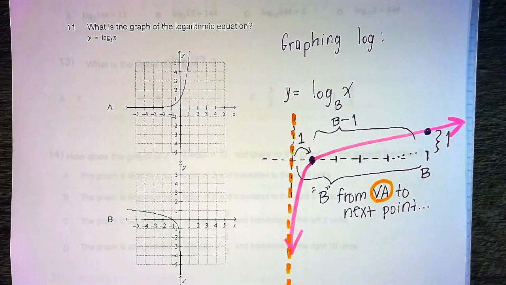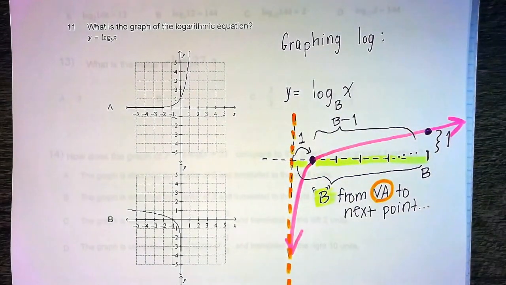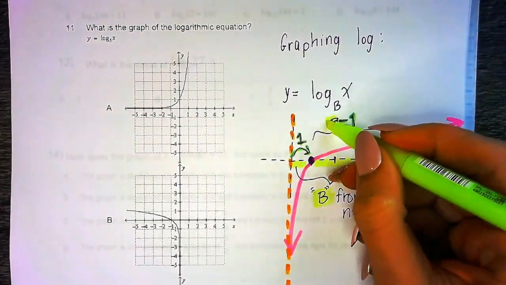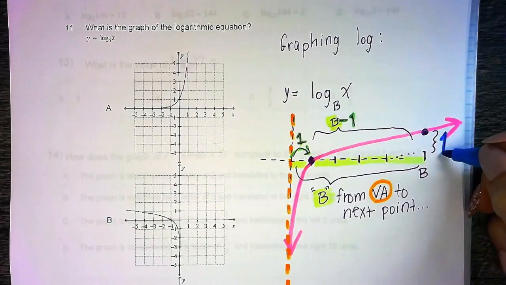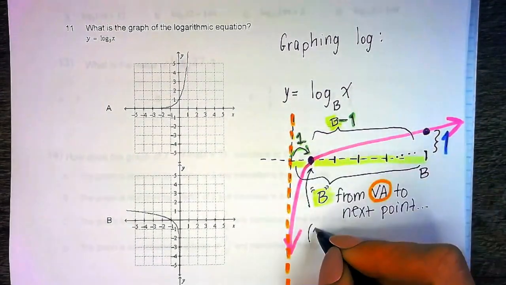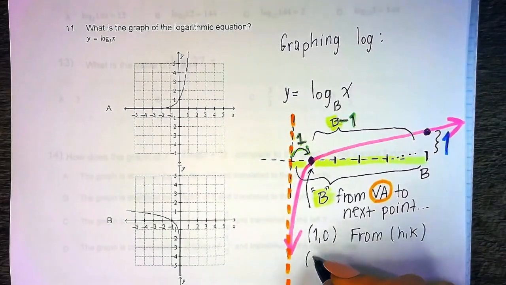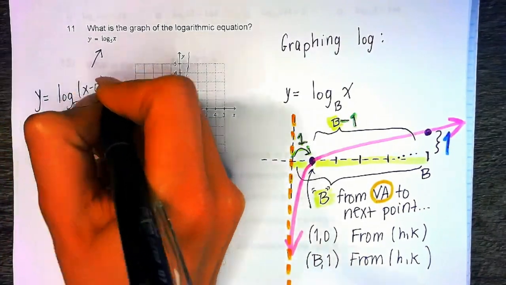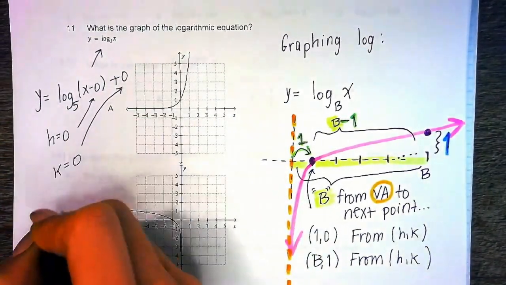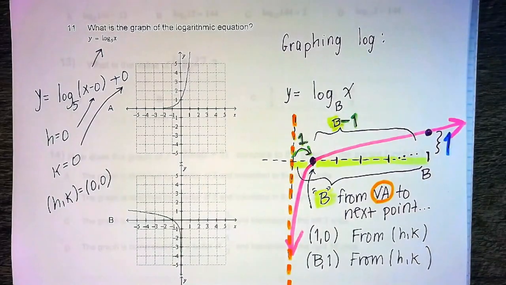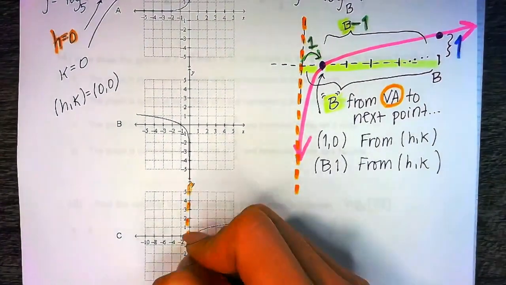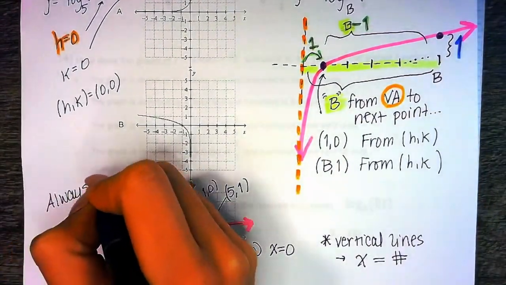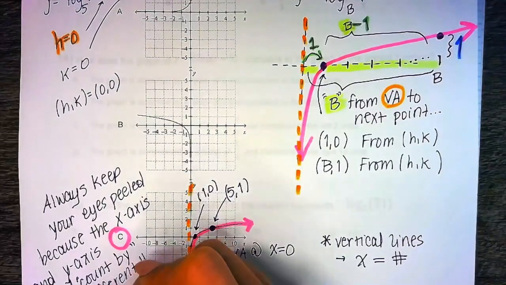Also, please remember that over 1 up none and over base up 1 is coming from the vertical asymptote, or really the point (h, k), and not necessarily from the origin. In this case, it will be from the origin because the logarithmic function hasn't been shifted left, right, up, or down. Another word for shifted is translated. There's really only one option that has even remotely close to the right shape, so we definitely investigated choice C first, which ends up being the answer.